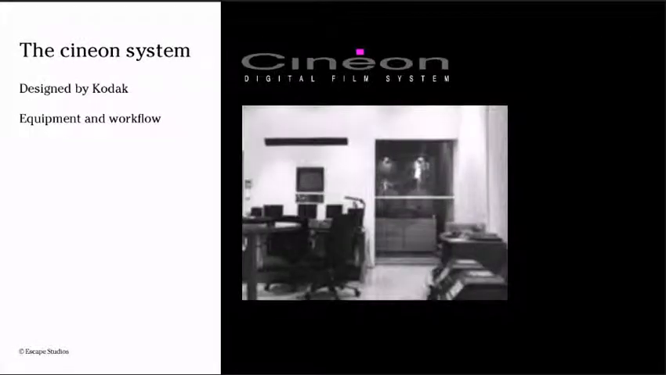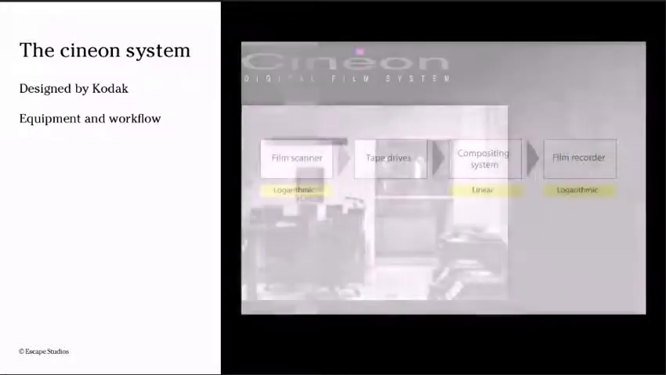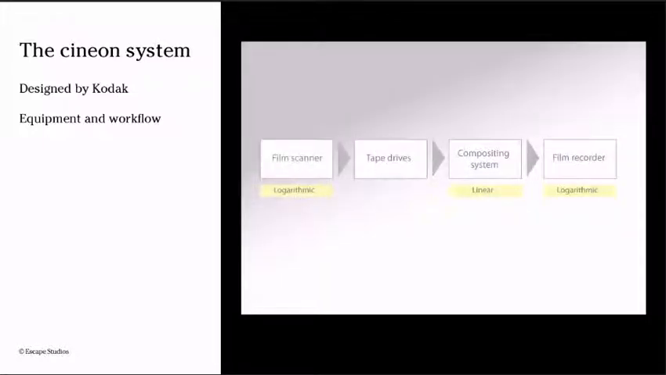In the early 1990s, Kodak developed the Cineon digital film system. This was a complete system of machines and workflow, starting with a film scanner which scanned the negative and stored the information digitally, tape drives for storage, and a compositing system that worked in a linear workspace. After the images had been manipulated, they could then be put back onto film using a film recorder.